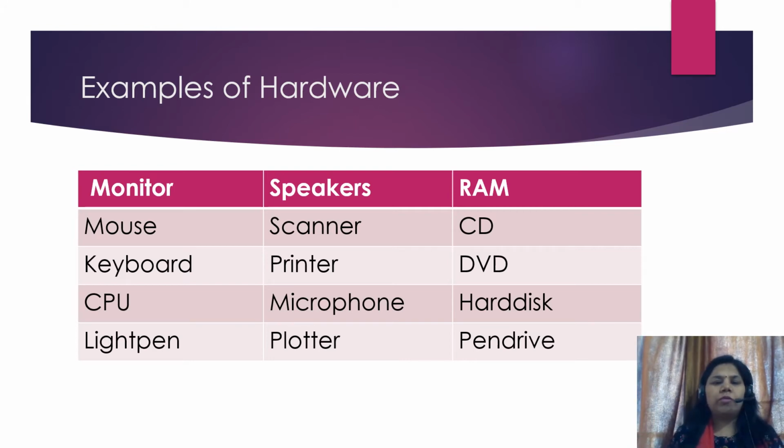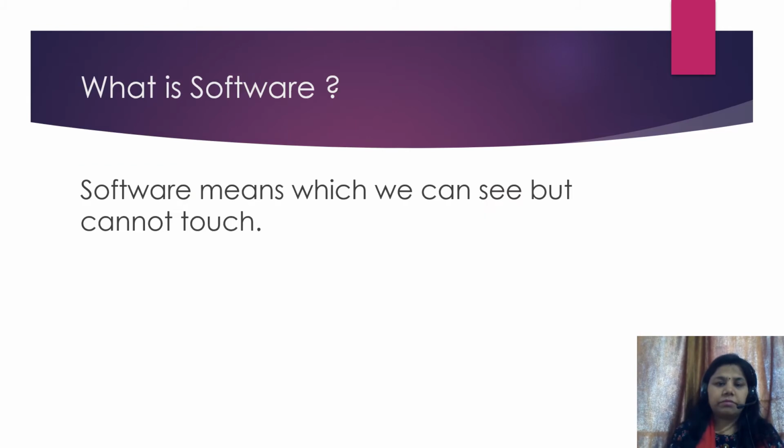Like in our human body, we have so many parts, like our hands, eyes, nose, ears. All these are the parts of our human body. In the same way, a computer has its own parts, as shown over here: mouse, monitor, keyboard. Like we can touch the parts of our body, in the same way we can touch these hardware components also. We can see and touch these components. So these are the hardware of a computer system.